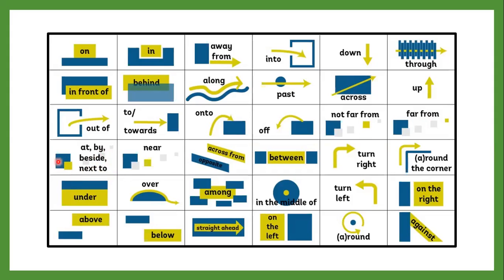Now if suppose this blue box is a car, so she's standing by the car. She can also stand beside the car. She can also stand next to the car, but she cannot stand at the car. Okay, so you have to understand which one goes where.